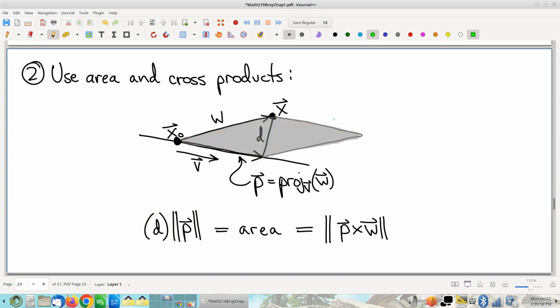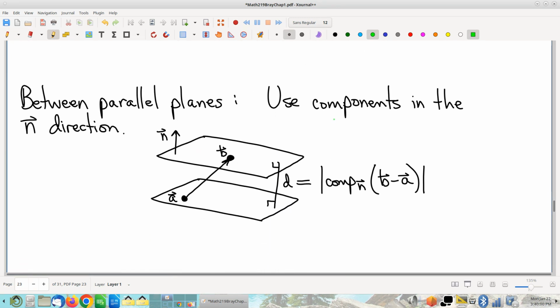Okay. All right, here's another one. Suppose I have parallel planes, like so. How do I find the distance between these parallel planes? Okay, well, it's another one of these. It's different, right? It's not like a point and a line. What are we going to do about this?